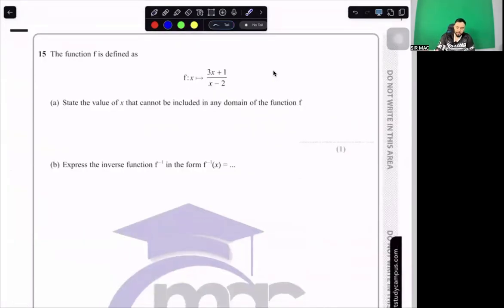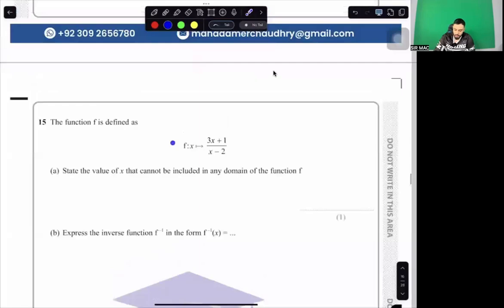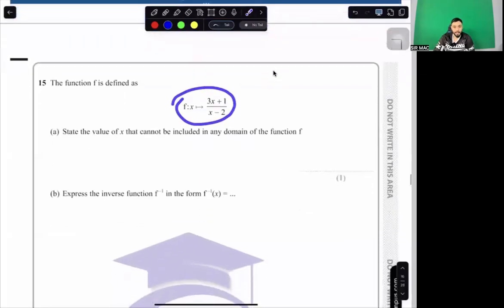The function f is defined as follows. So f of x is going to be defined as 3x plus 1 over x minus 2. State the value of x that cannot be included in any domain of the function f. What is the value of x that cannot be any value?